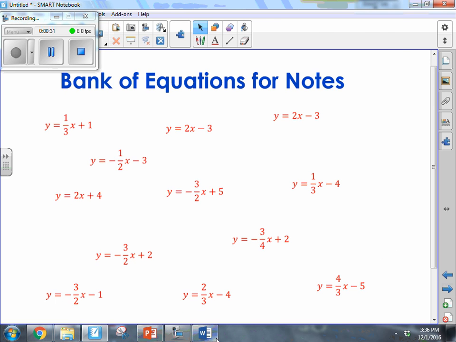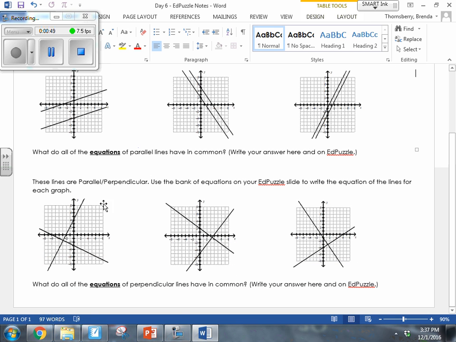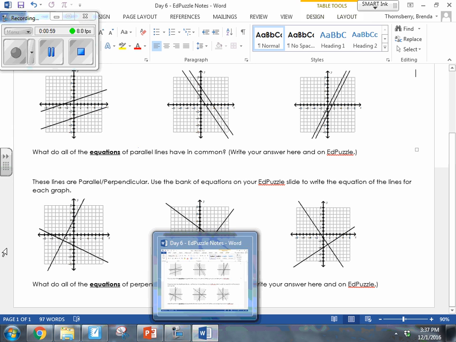And once you've got that down, you should have already looked at these lines and determined whether they are parallel or perpendicular. So you're going to circle whether they are parallel or perpendicular, and you should have already done that. These lines are all parallel because they don't cross. That's what it means to be a parallel line. They never cross. These lines are all perpendicular, so you're going to circle perpendicular because they cross at a 90-degree angle. So not only do they intersect, but they intersect and make a 90-degree angle.